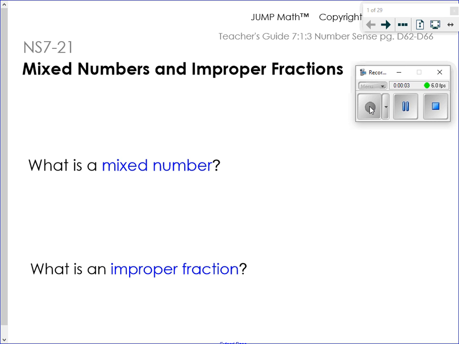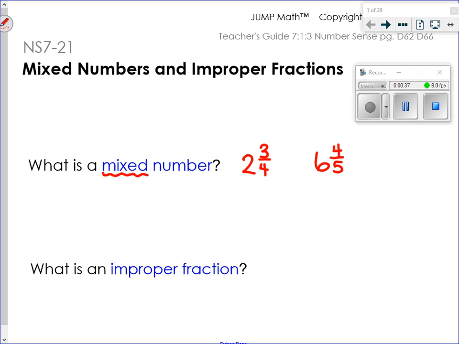Today we're going to put together what we now know about mixed numbers and improper fractions, how they are just two ways to name the same fraction. So, what is a mixed number? It's called mixed because it has both whole numbers and fraction parts. So it would be a number like this, 2 3/4, because it has the whole number, 2, and it also has a fraction part, 3/4, right? Or 6 4/5. Okay, those are mixed numbers.